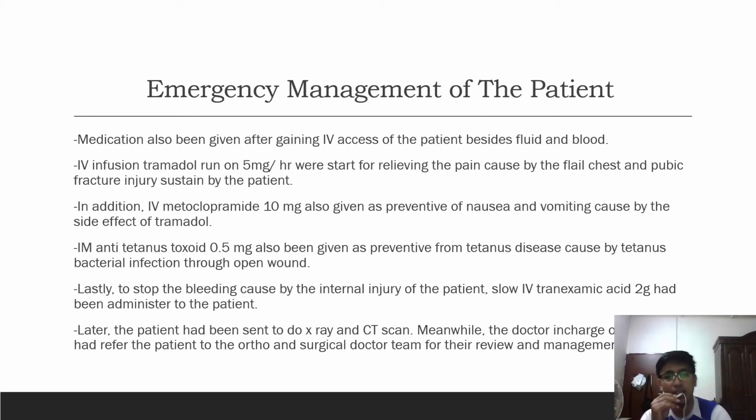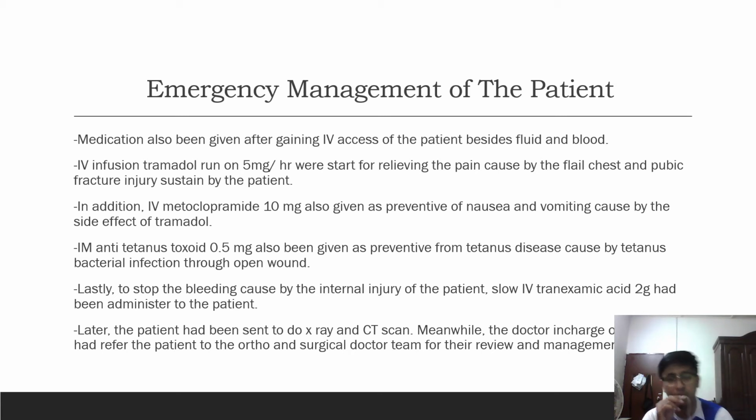In addition, IV metoclopramide or IV Maxolon 10 mg is also given as prevention of nausea and vomiting caused by the side effect of tramadol. Anti-tetanus toxoid 0.5 mg is also given to prevent tetanus disease caused by tetanus bacteria infection through an open wound. Lastly, to stop the bleeding caused by the internal injury of the patient, slow IV tranexamic acid 2 grams had been administered to the patient.